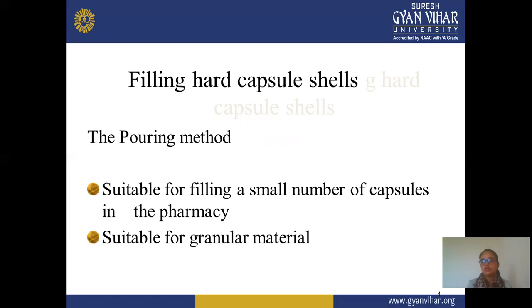Or if you require capsules in a pharmacy or hospital pharmacy, or the quantity is very small, then you can easily fill this type of capsule with the help of the pouring method. It is also suitable for granule material, means instead of a powder, you can also use granules for the hard gelatin capsule. With the pouring method, both powder as well as granules can be used.